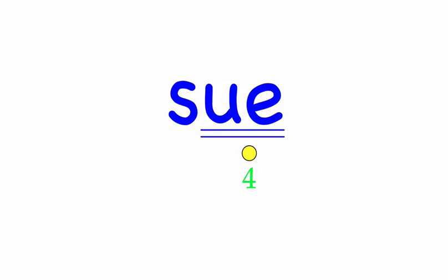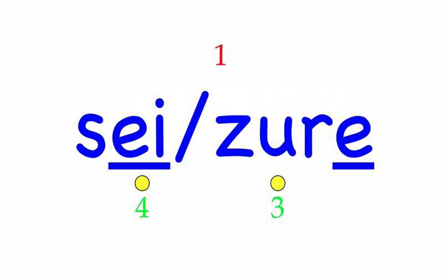The last row, row 10, seizure. The young man had a seizure in the car. Sei has two sounds, s, e. Now, the second syllable, pronounce it zure for spelling. Three sounds, z, u, r. Mark the word seizure.